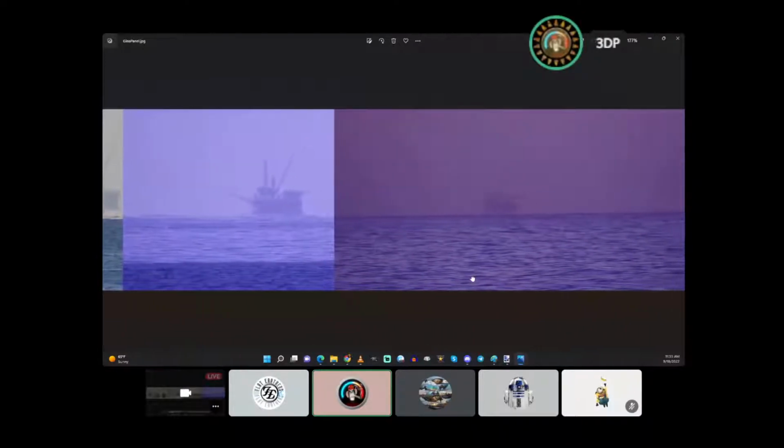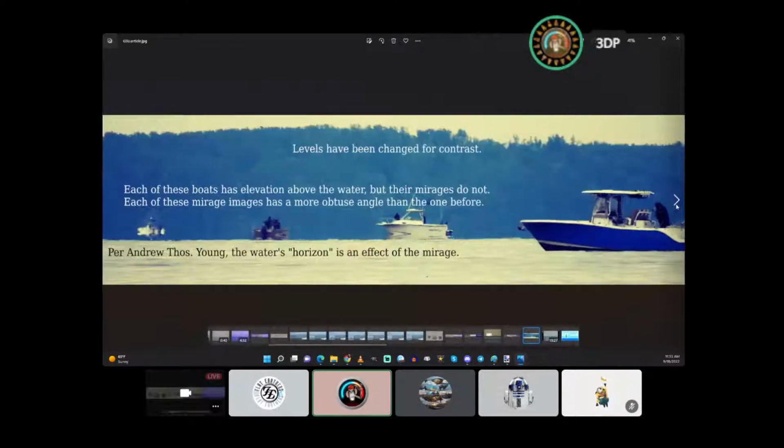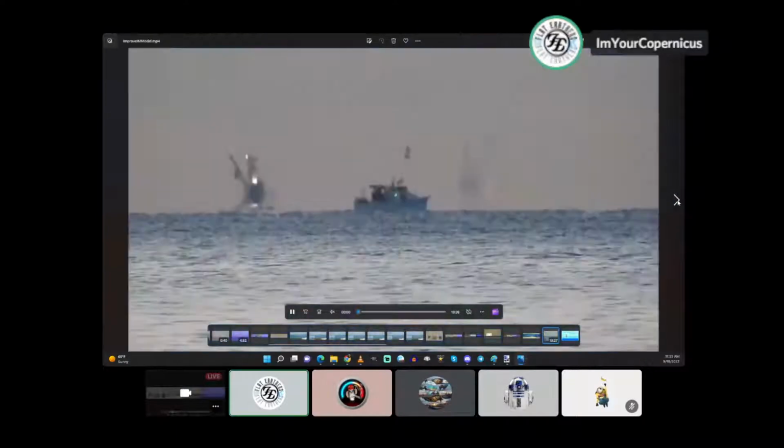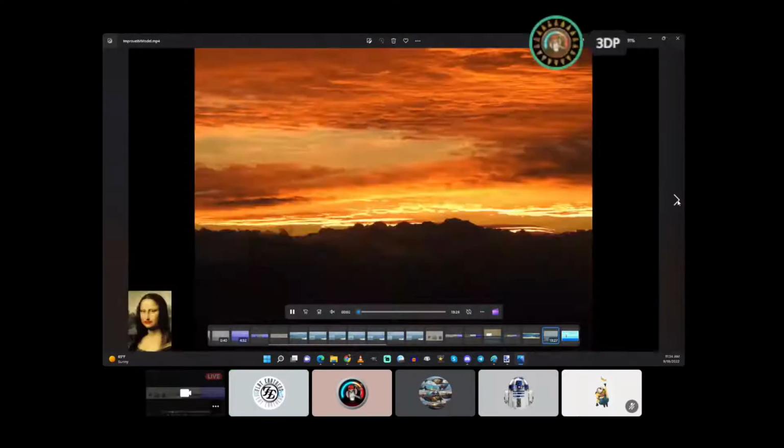And you know, anything that happens below that refraction line is exactly that. The other thing that I want to bring out.